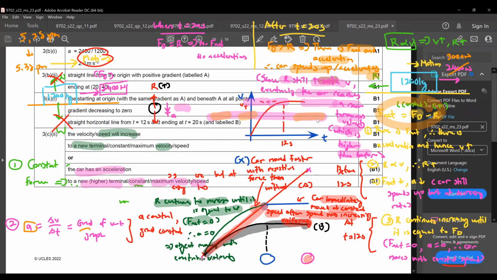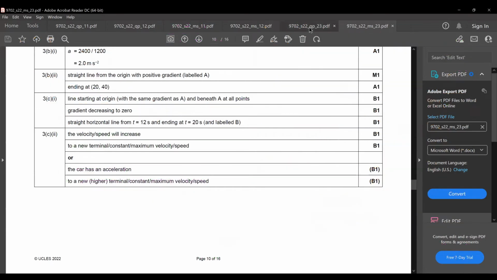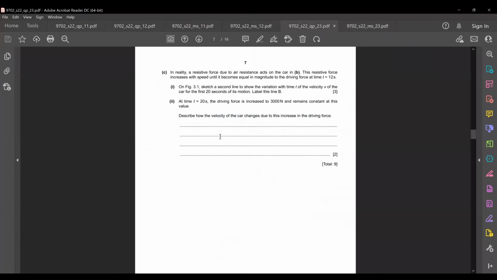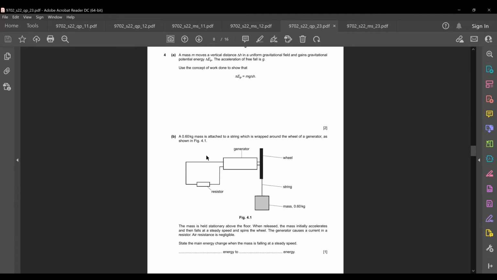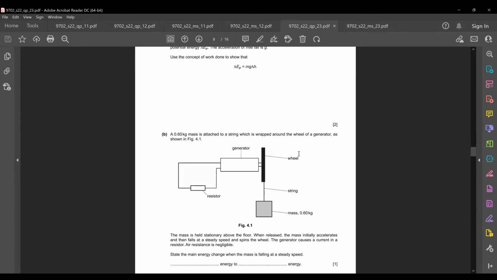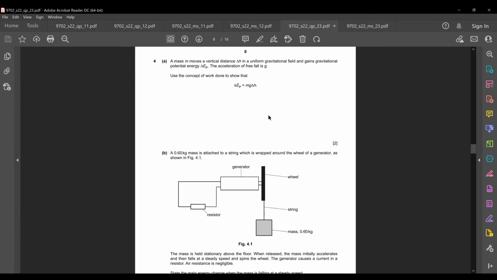So let me just clear this thing off. Yeah, when it comes to terminal velocity questions, it is usually very time consuming to explain it in detail. That's what I noticed. Okay, so this one is all right. Part question 3 is all right. Okay, then we go on to question 4.